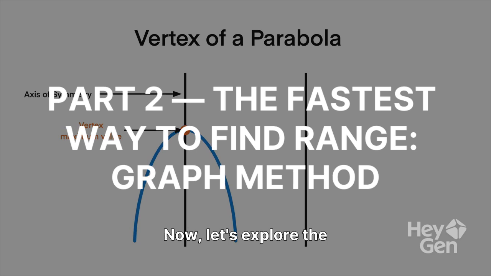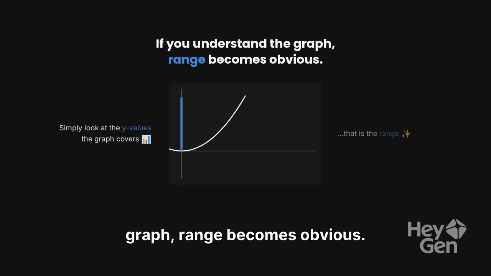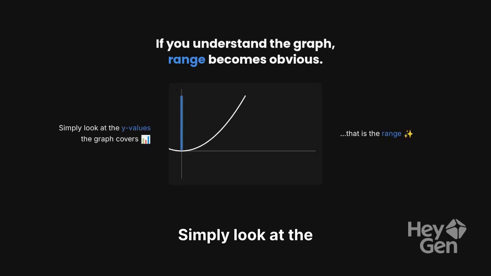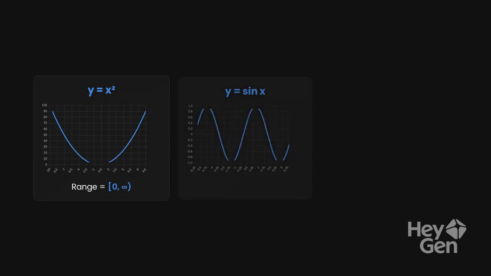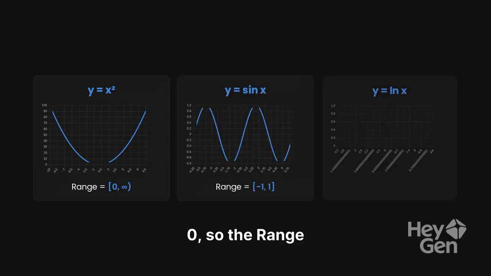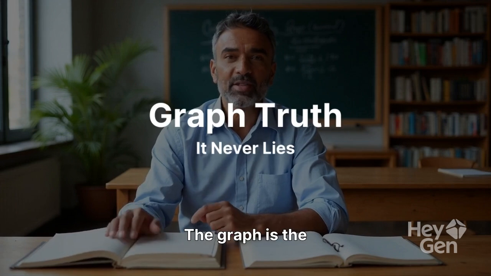Now, let's explore the fastest way to find range, the graph method. If you understand the graph, range becomes obvious. Simply look at the y values the graph covers. That is the range. For y = x², the lowest y value is 0, so the range is [0, ∞). For y = sin x, the range is [-1, 1]. And for y = ln x, the range is all real numbers. The graph is the truth.